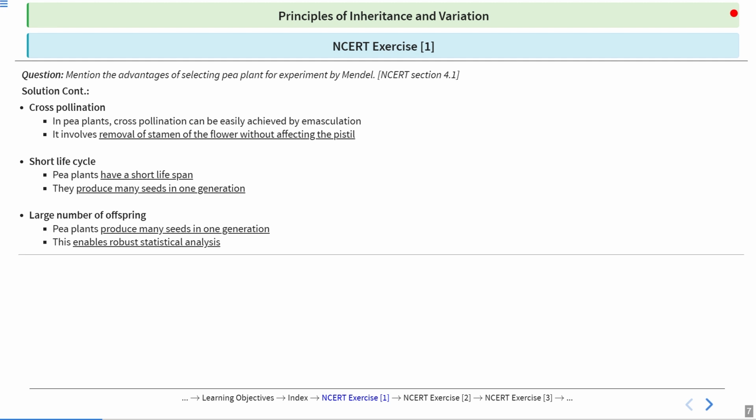For statistical analysis, a large population or large sample size should be there. Mendel was one of the first scientists to use mathematical and statistical tools to analyze his results. So this enables robust statistical analysis, with a large sample size or large number of offspring. So these were the main reasons why Mendel selected the pea plant in his experiment.